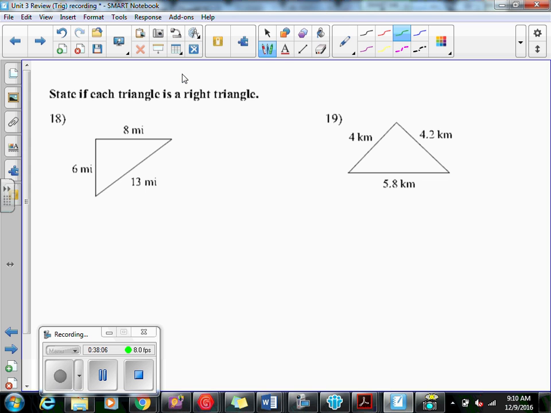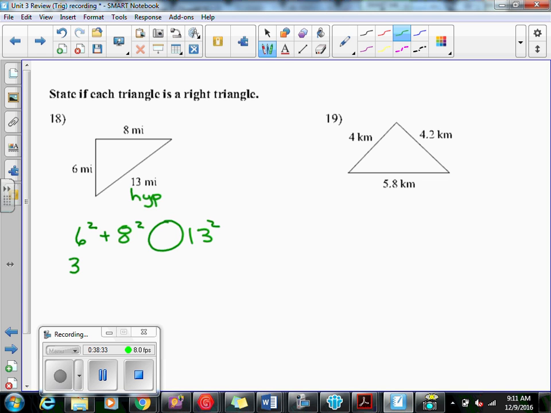So the hypotenuse, or the C, if you use A, B, and C, is always the longest side. So this would have to be my hypotenuse if this is a right triangle. So we're going to do 6 squared plus 8 squared, and then compare it to 13 squared. Now, if I work this out and I end up with the same number on both sides, then I know this is a right triangle. If I don't, then I know I don't have a right triangle.